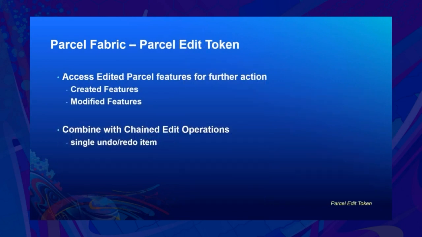So that was parcel lineage. Let's talk a bit about a parcel edit token. When using the Parcel API functions to create or update parcel features, it is often useful to be able to access those features for further action. The parcel edit token can be used for this purpose. If the additional action includes further edits of those features, then usually you will want to make sure those additional edits occur within the same edit operation. You do that using a chained edit operation. You may otherwise end up with multiple undos on the undo-redo stack, when from your user's point of view, they've really only applied a single editing action.